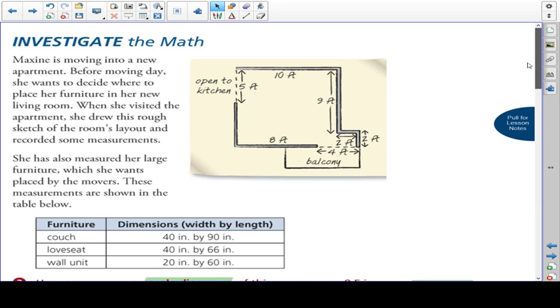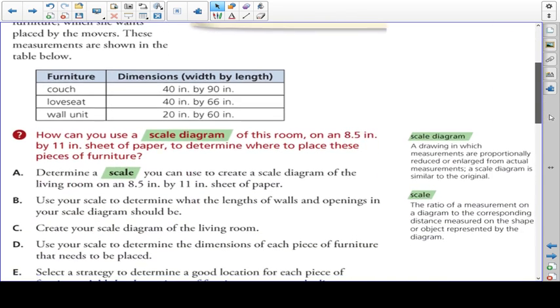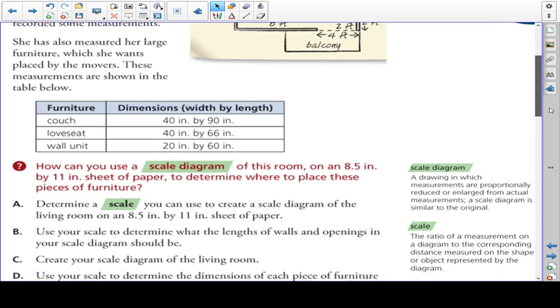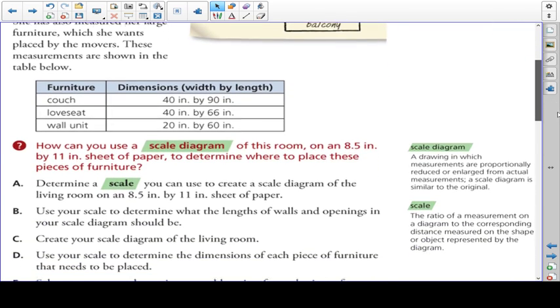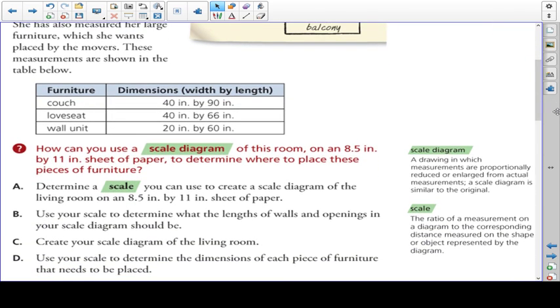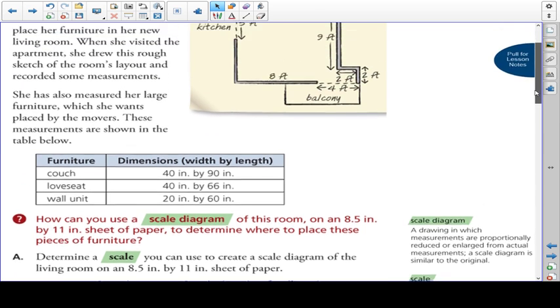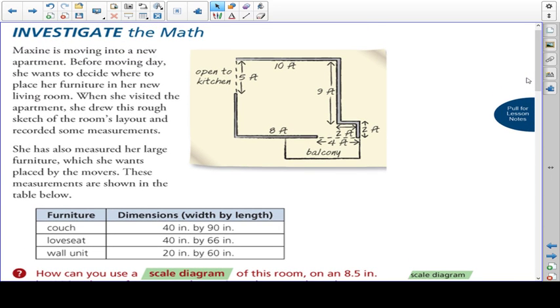She's also measured her large furniture, and I'm assuming these pieces of furniture are all rectangular in shape. So a couch is 40 inches by 90 inches. The love seat and the wall unit. The interesting thing about those measurements is that they are in inches, where these are in feet. How many inches are in a foot? 12. So that's a consideration that you have to make when you're working with those measurements down below.